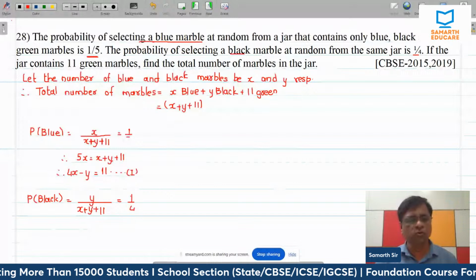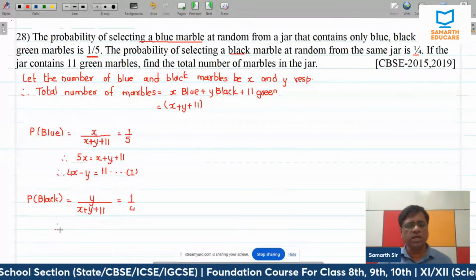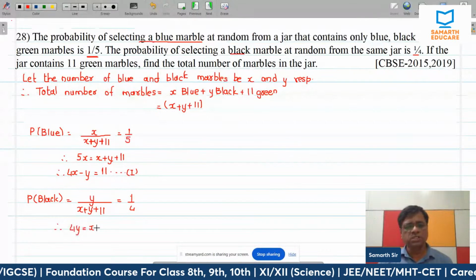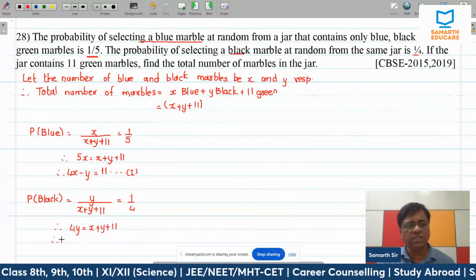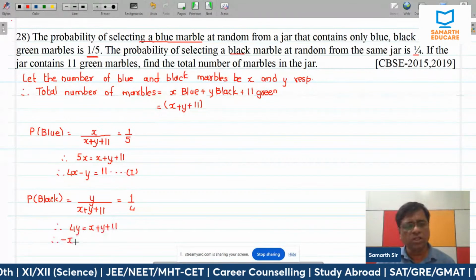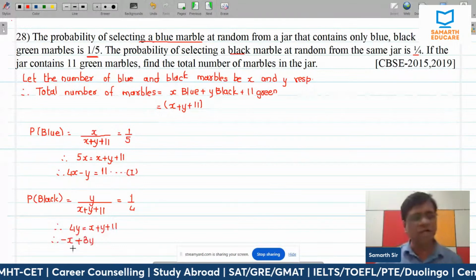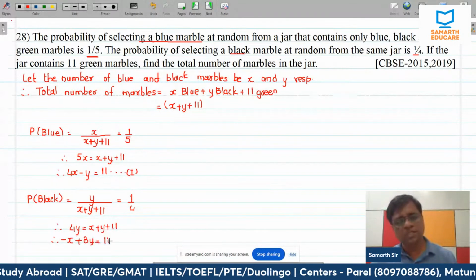So cross multiply as usual as we did in the previous part. 4y is equal to x plus y plus 11. Okay, if I take x on the other side, it becomes minus x. If I take y on the other side, it becomes plus 3y. 4y minus y is plus 3y, is equal to 11. This is equation number 2.